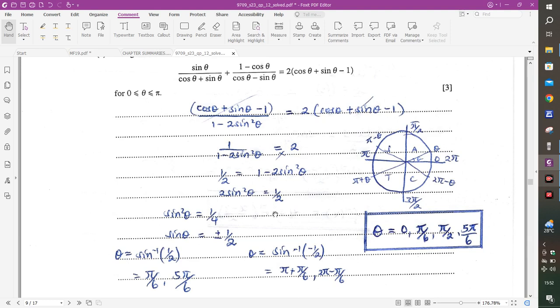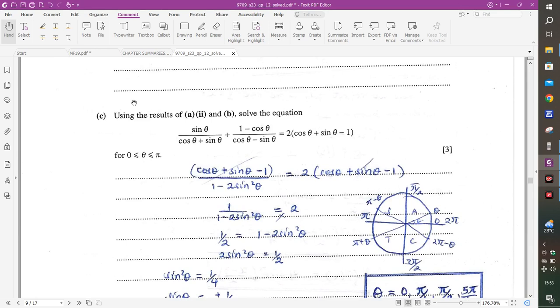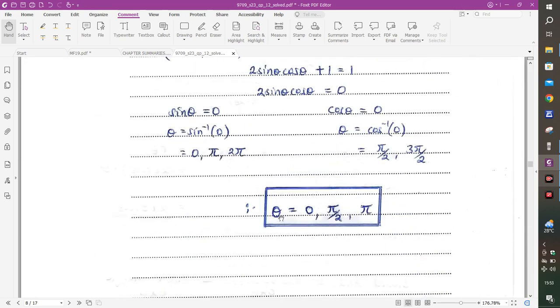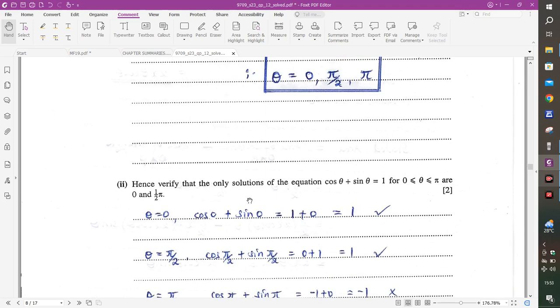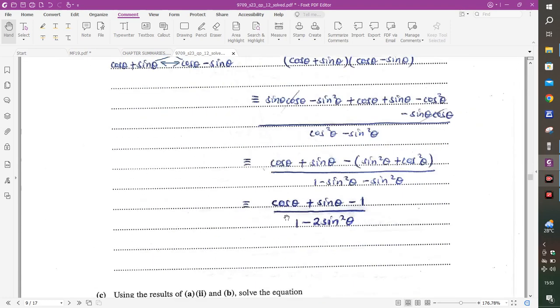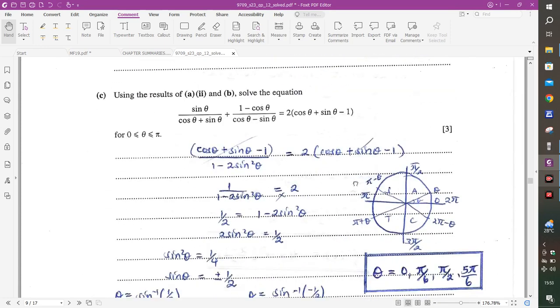So we just need these two, pi over 6 and 150. These would be the solutions. But they said somewhere that using the results of A Roman 2, which we got, were 0 and 90 degrees, I think. Yes, 0 and 90 degrees. So we also have to include them in this solution here.